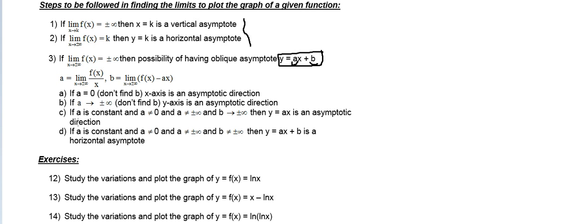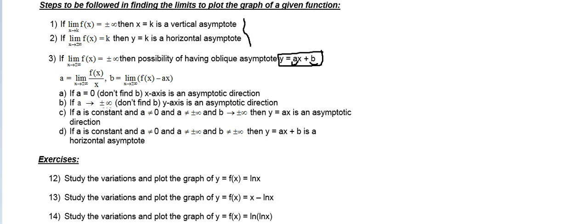Now, if a is constant and it does not equal 0 and does not approach plus or minus infinity, then when we find a, and it is a number, we go to find b, a non-zero number and non-infinity. If a is 0, we said the x-axis is an asymptotic direction; if infinity, directly the y-axis is an asymptotic direction.